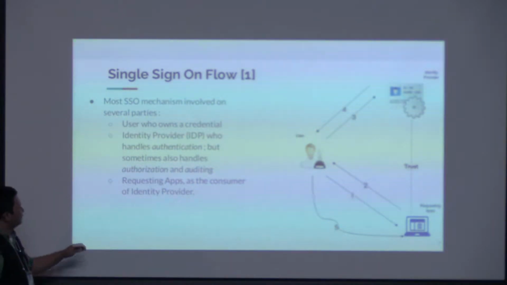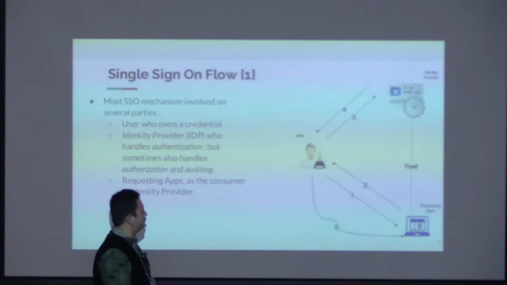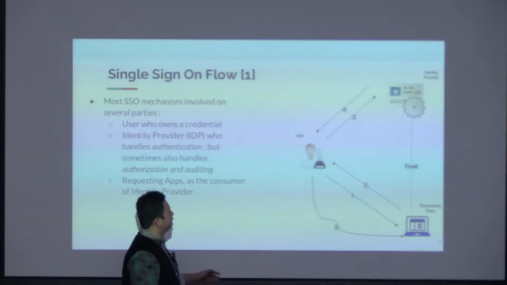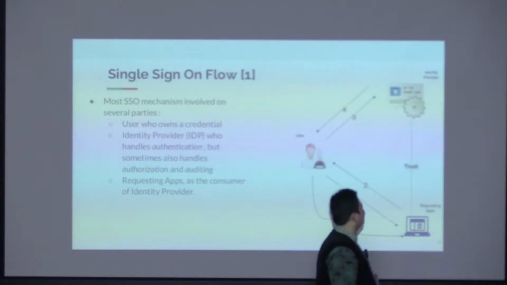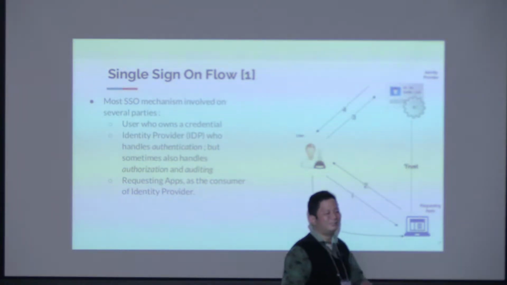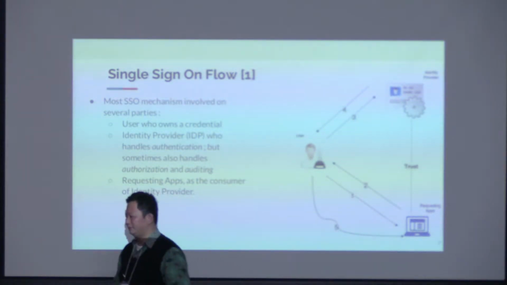We also have the requesting apps as the consumer of the identity provider. So this user will grant access rights through the identity provider, and the requesting app will ask for the credential from the identity provider.